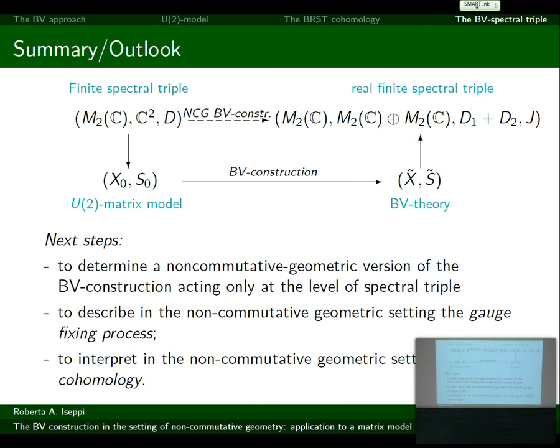And so as I said, this picture could be extended, considering here the trivial pairs and here the BV trivial spectral triple. So now we have all the ingredients that we need to carry on the gauge fixing procedure. So what about a non-commutative geometric setting for this gauge fixing procedure? What does it mean in the setting of non-commutative geometry? And last, what about the BRST cohomology in the setting of non-commutative geometry? There is a nice interpretation. I don't know, this is for the future. But for now, I would like to thank all of you for the attention.